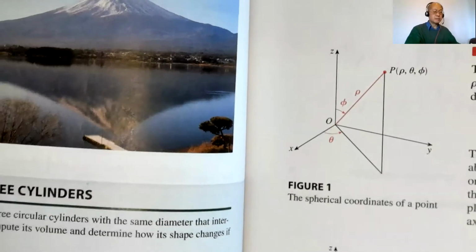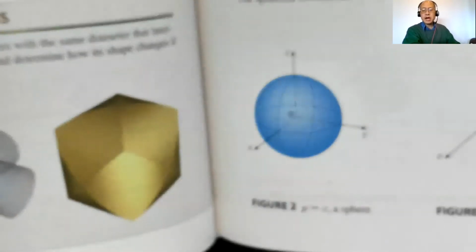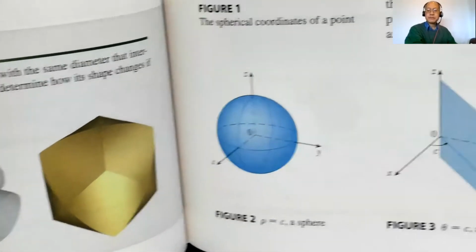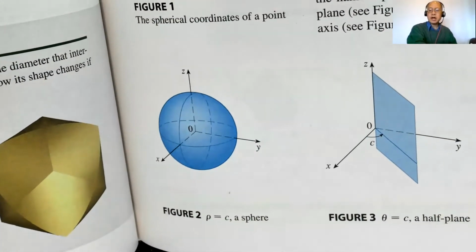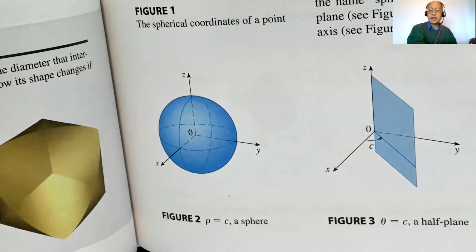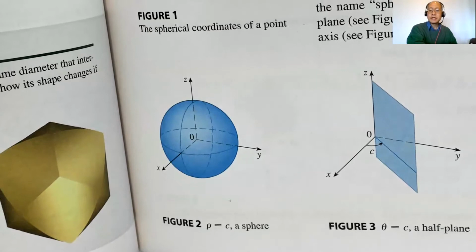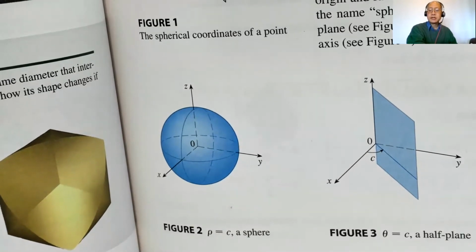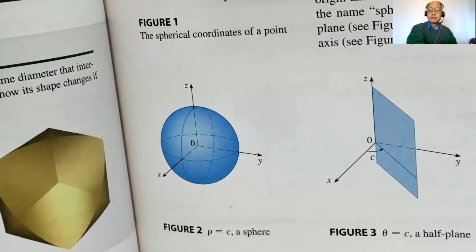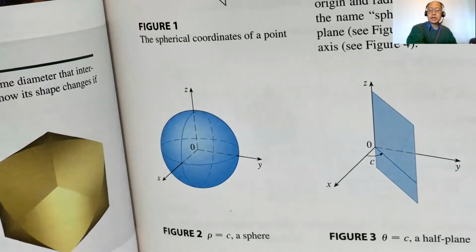Okay, and some side notes here, again page 1045. Rho equals a constant gives you a sphere. Theta equals a constant, you get a half plane. So look at the angle that you show there. Theta is C, and then change rho as much as you want and change phi as much as you want, and you get a half plane.